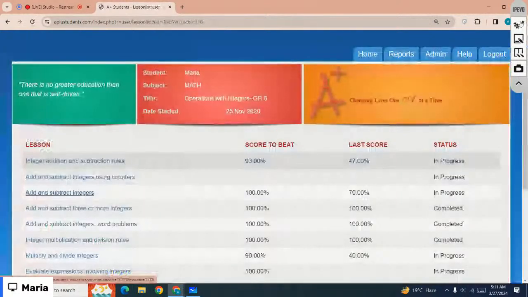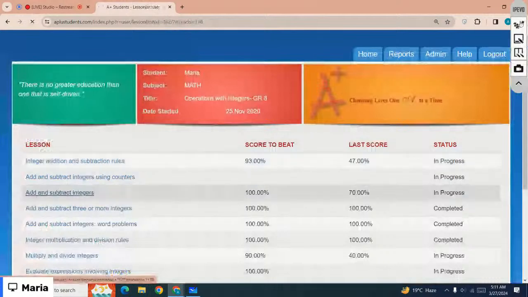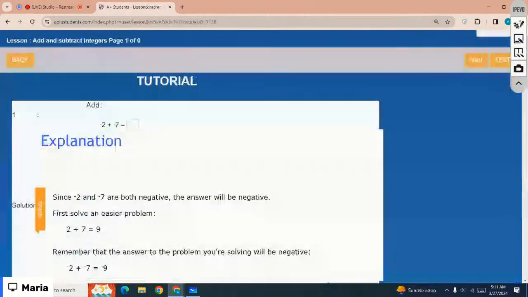Add and subtract integers. Let's see how we add and subtract integers, right? The first one is negative 2 plus negative 7. Both the numbers are negative, right? That means the answer must be negative. So you simply have to add them. 7 plus 2 is 9, so negative 9. Got it? Let's start with the test questions.